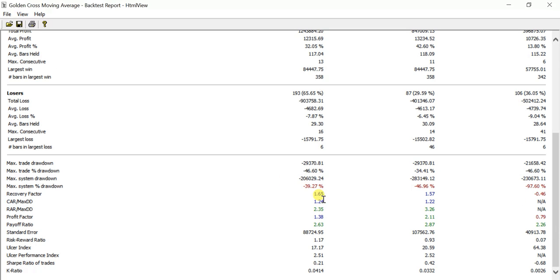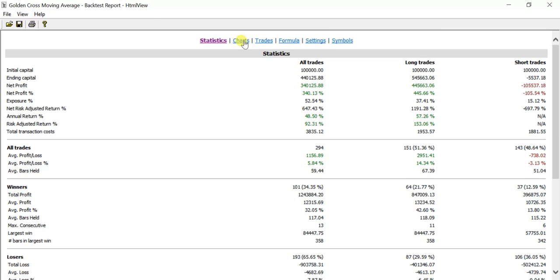These are some analysis parameters. This 46.6% is the maximum trade drawdown, and 39.27% negative is our system drawdown. I will show you it in the chart so you can understand it better. The other important thing is the profit factor, that is 1.38.